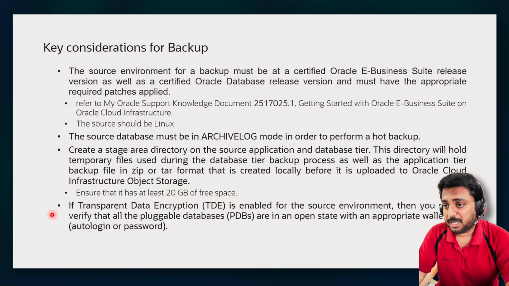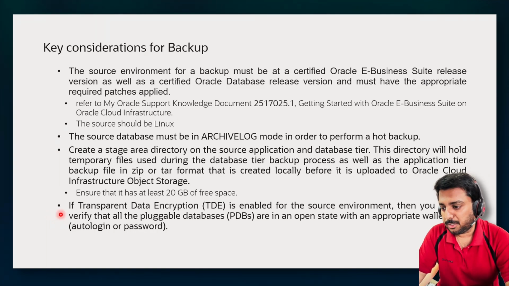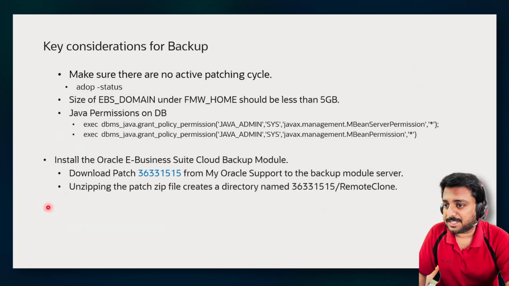And if your source database is TDE enabled, you need to ensure that your pluggable database is also in open state with wallet type showing as auto login or password. Once you are done with all these pre-checks, you also need to ensure that there are no active patch cycles running on your EBS environment. And the Fusion Middleware home, which is under your EBS_domain folder, is not more than 5 GB. You need to ensure that this folder is less than 5 GB of space. So if you have some OACore or admin server logs, just purge them before you start taking the backup.